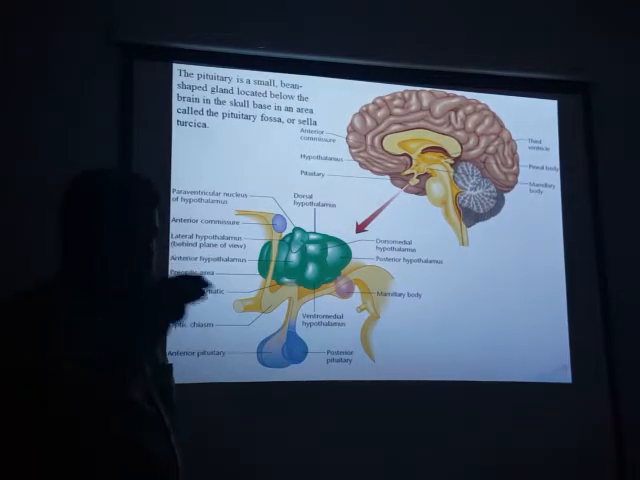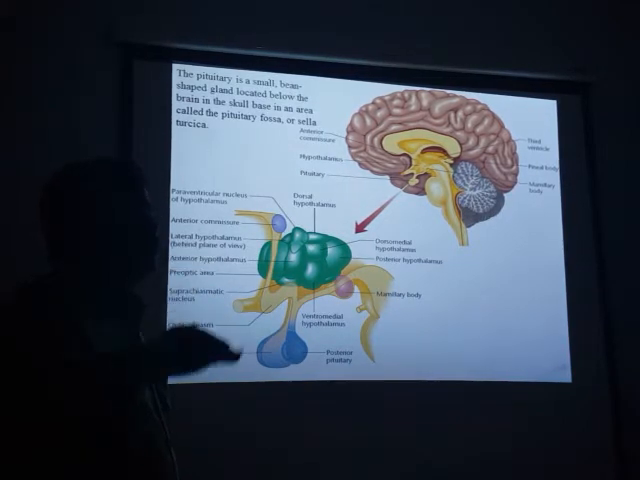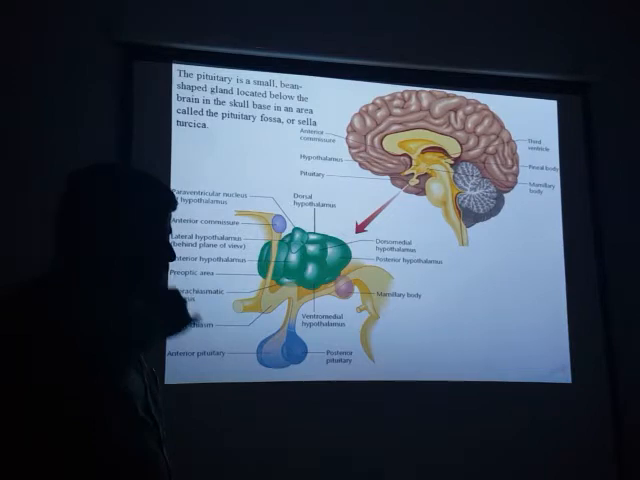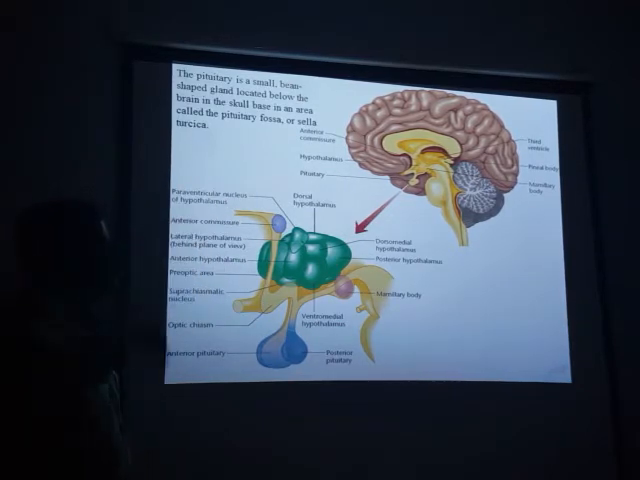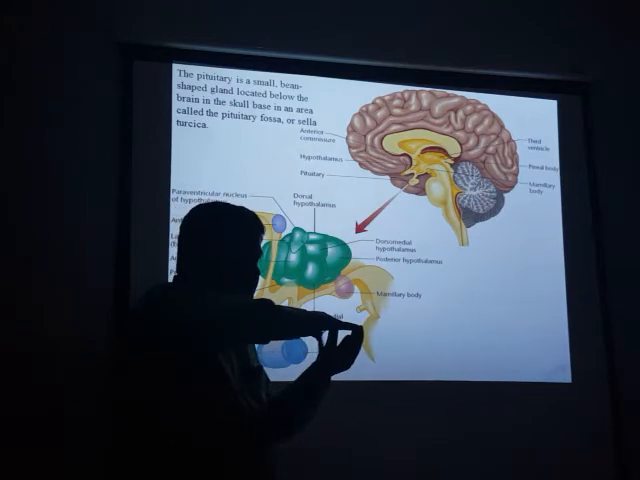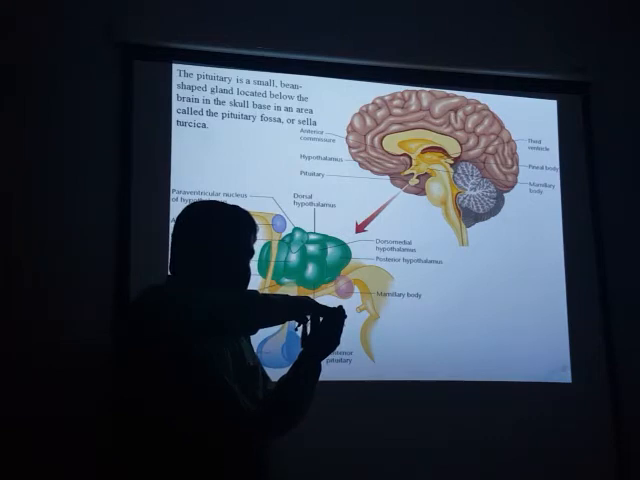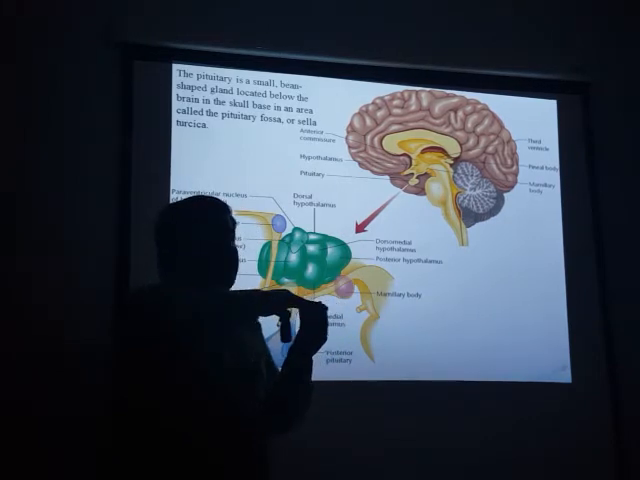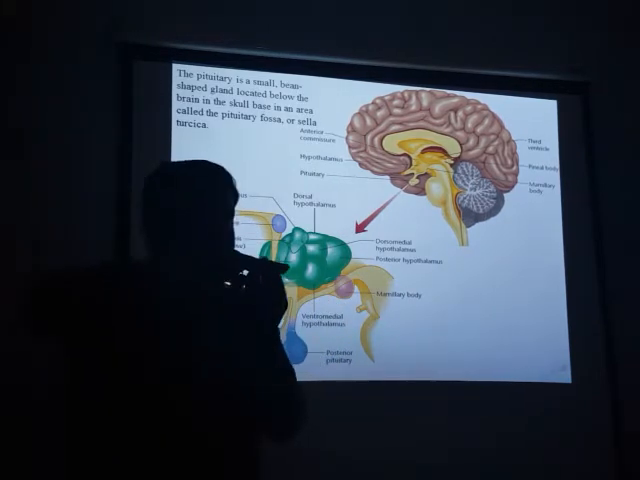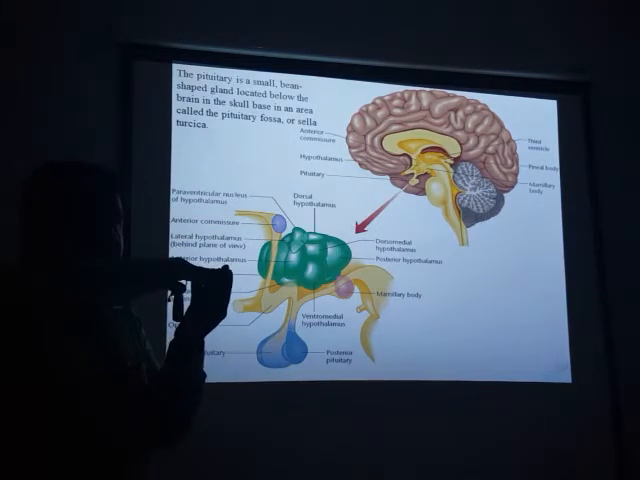In the body of the sphenoid bone, there is a bowl shaped cavity. That is called the hypophyseal fossa, the sella turcica, in which you have the situation of the pituitary gland. That fossa is covered by a fold of dura which covers the gland. That is called the diaphragma sellae. What is the diaphragma sellae? It is the fold of dura mater covering the pituitary gland.